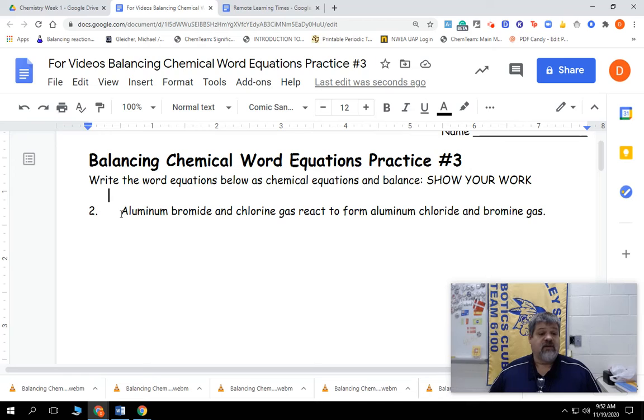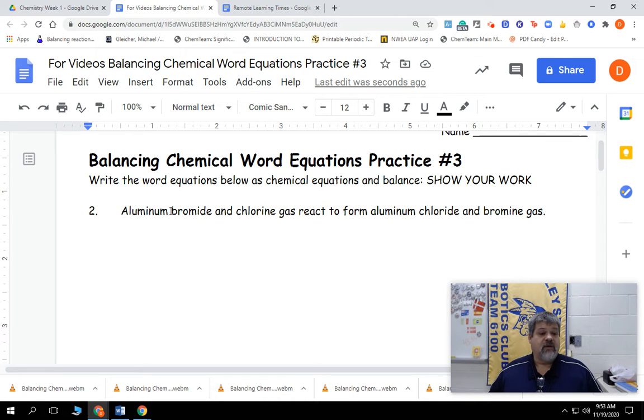Our word equation is aluminum bromide and chlorine gas react to form aluminum chloride and bromine gas. So we have a single replacement reaction here, and we have to write out the skeleton equation, and then we have to balance that skeleton equation and come up with the molar ratio that we can use again in our stoichiometry at the end. So let's go ahead.